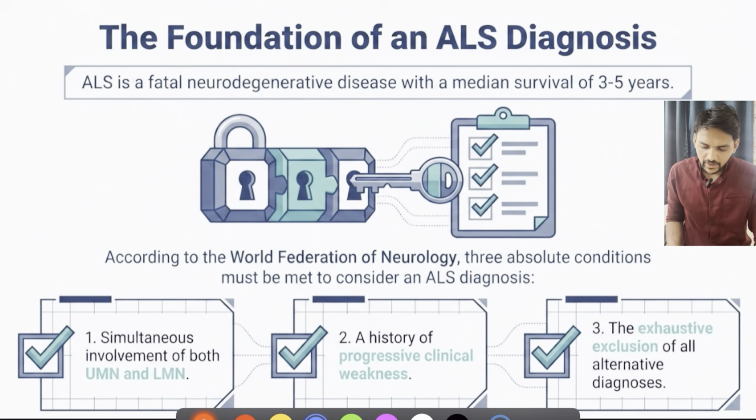Now, when it comes to ALS diagnosis, remember that it is a fatal neurodegenerative condition. Once you label an individual as having motor neuron disease, particularly ALS, it will be fatal with a median survival of just 3 to 5 years. So, before labeling, you have to be very careful and rule out all the differential possibilities. According to the World Federation of Neurology, even for thinking of an ALS diagnosis, it has to meet some criteria: simultaneous involvement of both upper motor neurons and lower motor neurons should be there, and there should be a history of progressive clinical weakness with exclusion of all the alternative diagnoses.